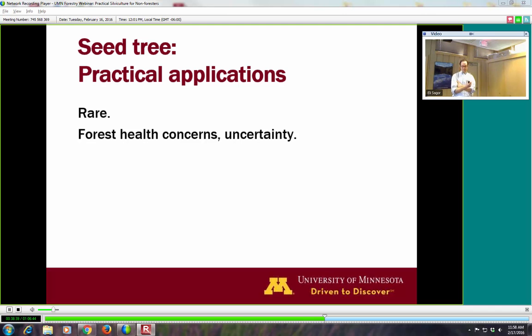Well, why is it so rare? There are a couple of reasons, I think. Anytime you're relying on natural regeneration without having it on site already as advanced regeneration, there's uncertainty about how that regeneration is going to go. Are you going to have adequate regeneration? Are you going to have good seed years if you're dealing with species that have variable seed production?